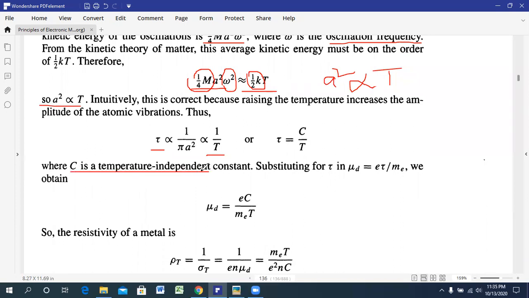I think this one is clear. Now we know that the relationship between mu t equals e tau divided by m e. So we can put down the value of mu d, tau by ct. So mu d should be equal to e c divided by m t. Is that clear? Okay, so this one is the mobility.